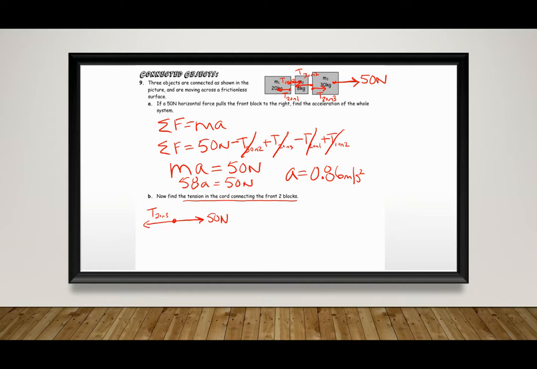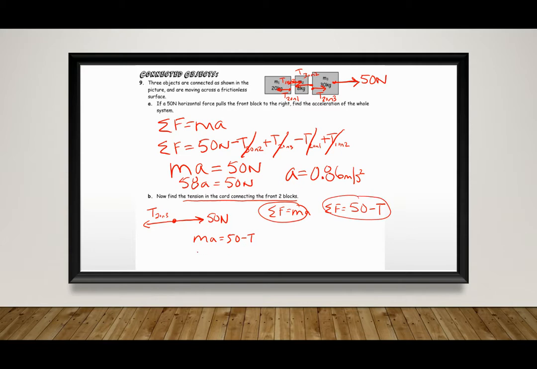Okay. And we know that the acceleration is 0.86. So we have the sum of forces equals mass times acceleration. The sum of forces is equal to 50 minus the tension. Okay, so we have mass times acceleration is equal to 50 minus tension, because I'm combining this sum of forces and that sum of forces.